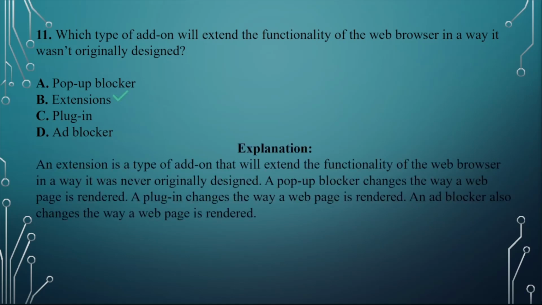The answer here is B. Extensions. So an extension is a type of add-on that will extend the functionality of the web browser in a way it was never originally designed. A pop-up blocker changes the way a web page is rendered. A plugin changes the way a web page is rendered. An ad blocker also changes the way a web page is rendered.